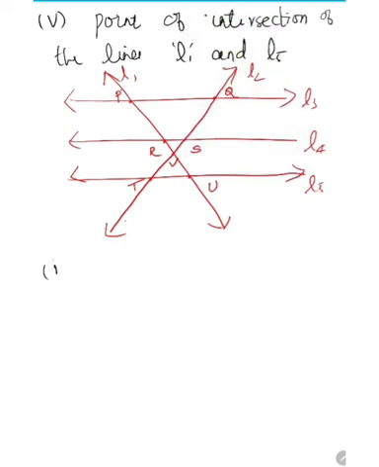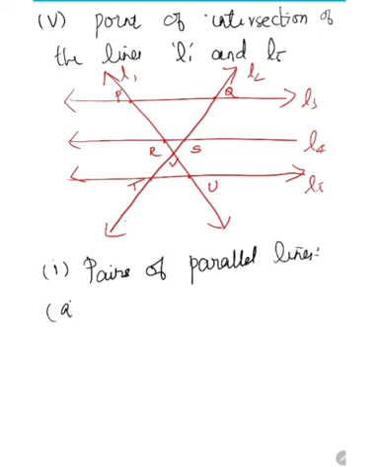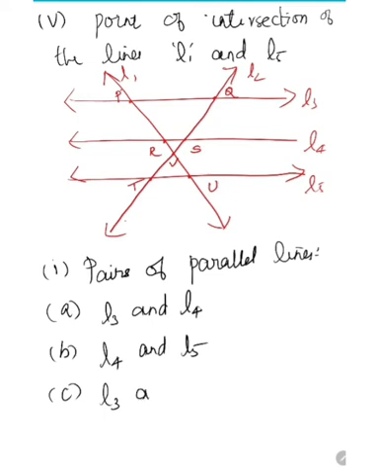First one is pairs of parallel lines. First is L3 and L4. Second one is L4 and L5. Third one is L3 and L5. These are all the parallel lines: L3 and L4, L4 and L5, and L3 and L5.